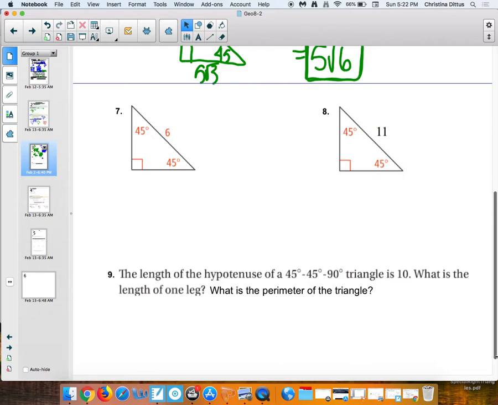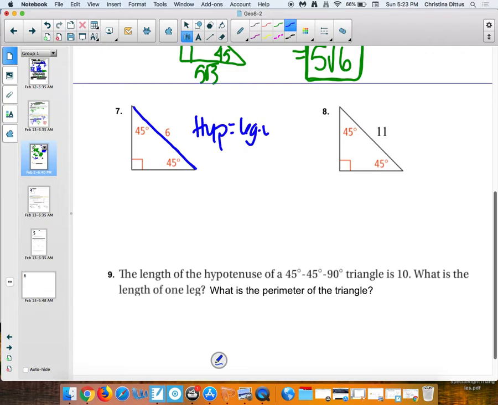Here's where stuff gets a little bit trickier. Because I don't have a square root of 2 behind my hypotenuse in this one, I definitely need to use my formula. So my hypotenuse is 6. Don't know my legs, we're going to use x times the square root of 2. Well, just like that one that we did on the last page, to get rid of the square root of 2, we need to divide by the square root of 2. So what I'm left with for x is 6 over the square root of 2.